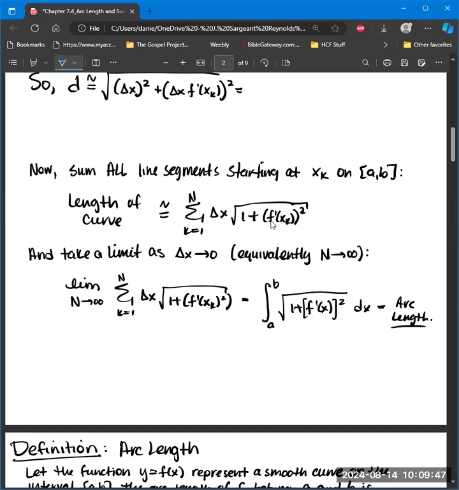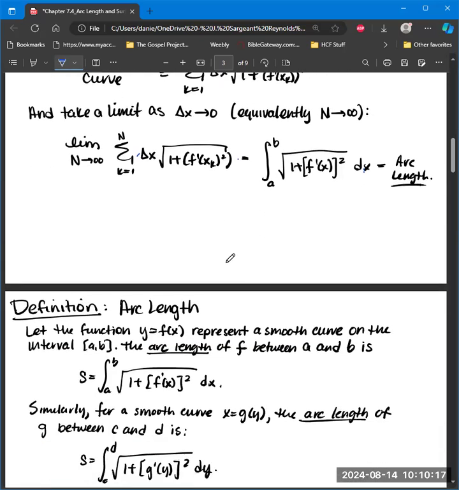As we take the limit as delta x goes to 0, which is the same thing as n going to infinity, the limit as n goes to infinity here, it is going to be the definite integral from a to b of this function right here, the square root of 1 plus f prime of x squared. And then the delta x changes to a dx over here. And that's our arc length formula.